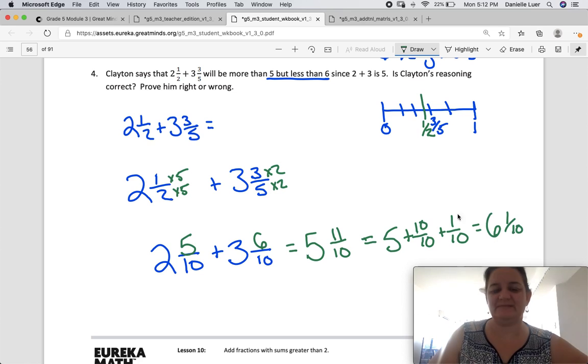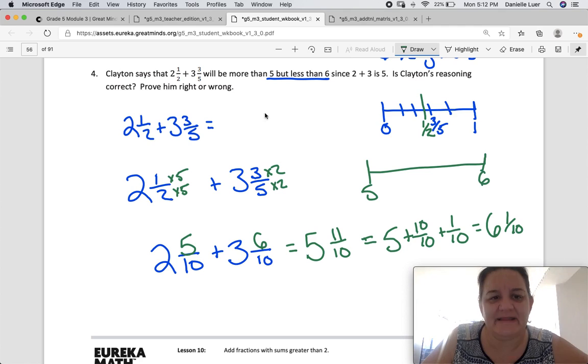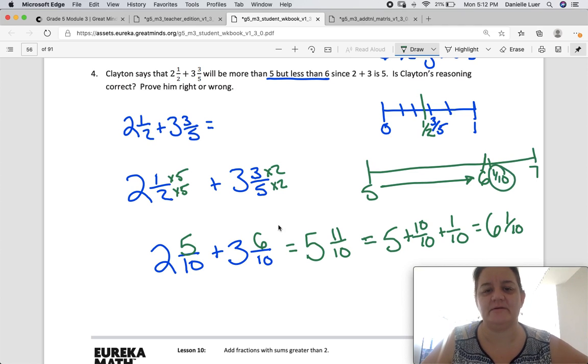Is 6 and 1/10 bigger than 5? Yes, it is, because wait a minute, he said more than 5, but less than 6. He didn't think it would cross 6, and this is actually 6 and 1/10. So that's right there. Okay, that's where we ended up on our number line.